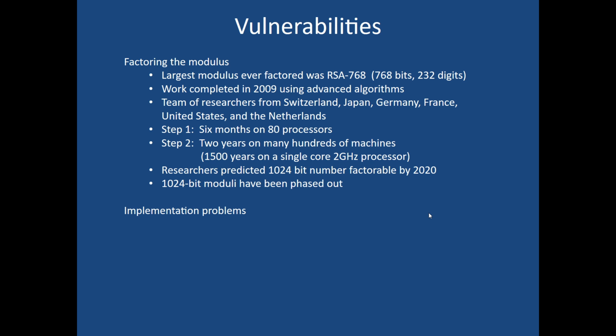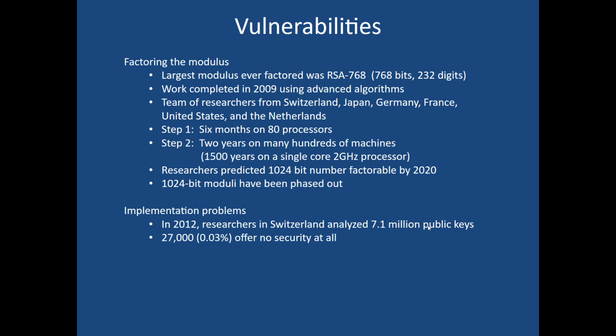But there are other vulnerabilities that RSA have shown. Let me explain one of them to you. In 2012, some researchers in Switzerland went out on the internet and found all the RSA keys they could. They just sucked up all the public keys they could. Those public keys are public. They accumulated 7.1 million of them. They found that 27,000 of them offered no security at all. A small percentage, but still a large number.